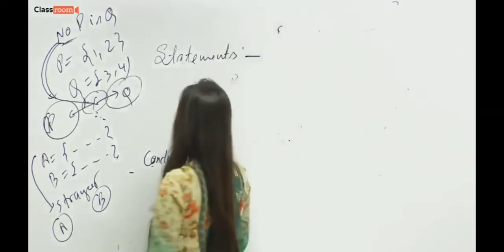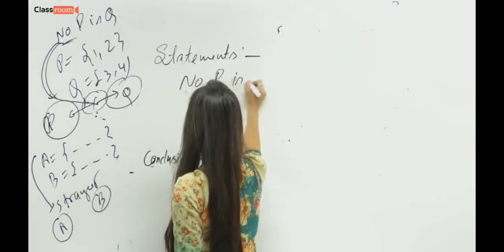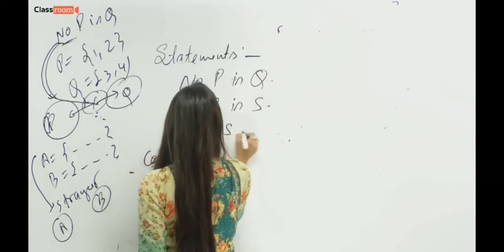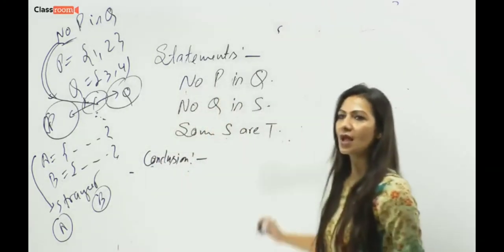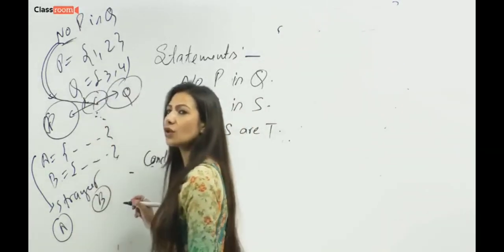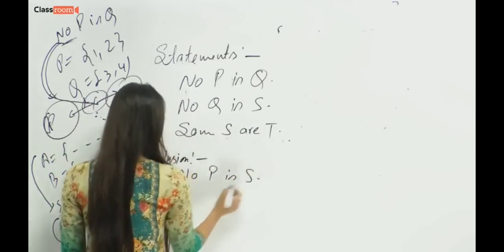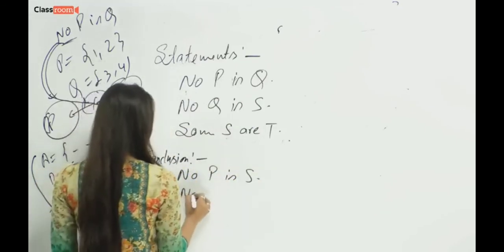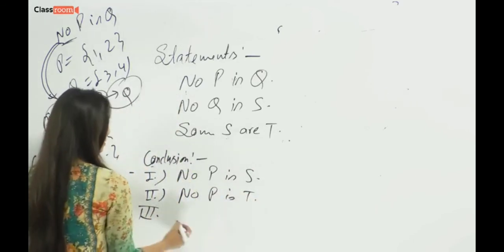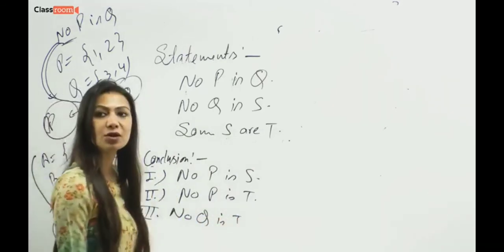Okay. The next one. Let's initiate, students. Here it is. No P is Q. No Q is S. Some S are T. I think you can convert it into your Venn diagram. Yes, over-imagination is not needed, students. So first conclusion is no P is S. Second is no P is T. Third is no Q is T. Can I have the responses?